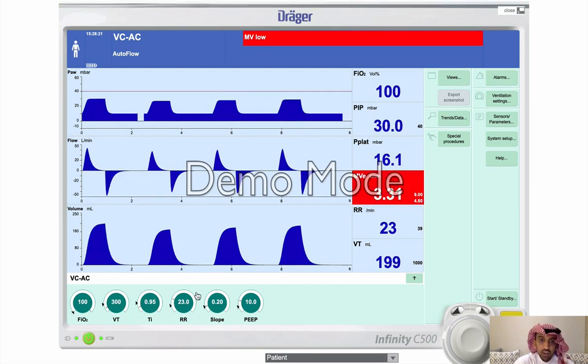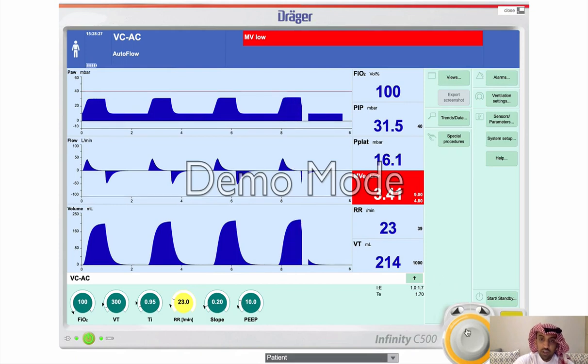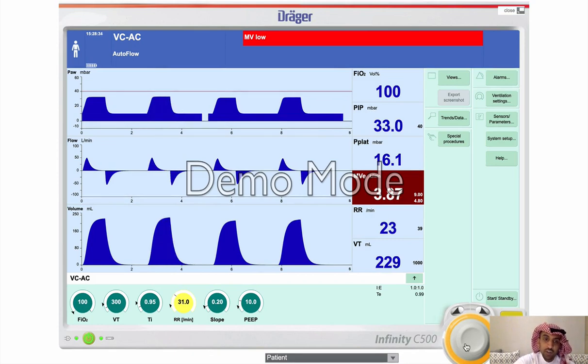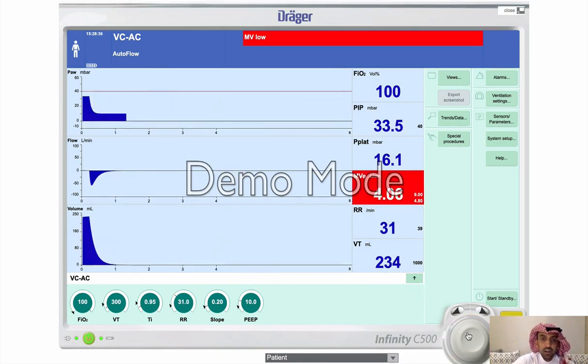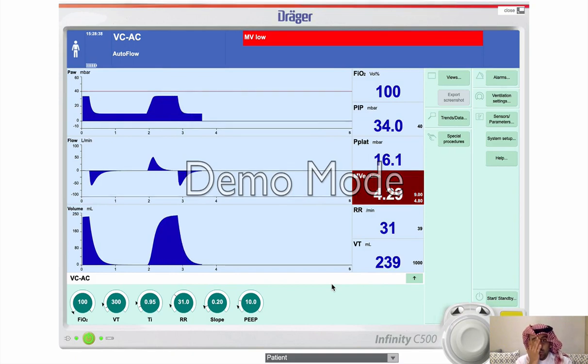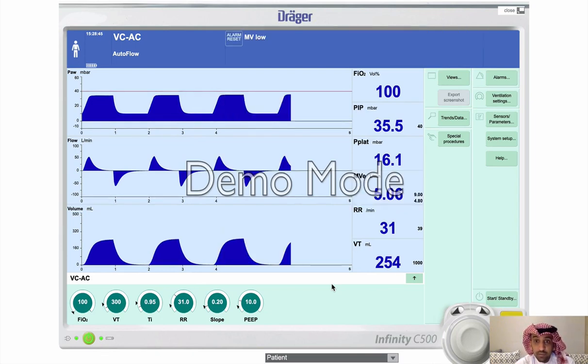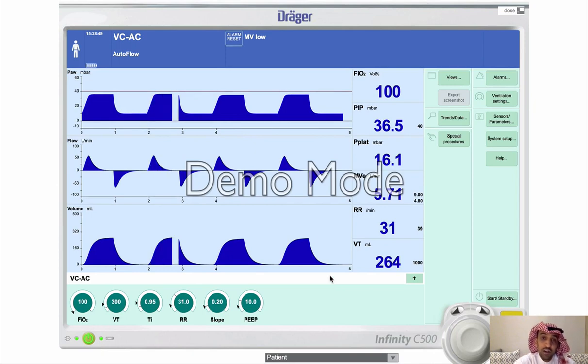The same thing, you can decrease the tidal volume, increase the respiratory rate to overcome whatever problem. Like for example here, we have a low minute ventilation. We can increase the respiratory rate, and that will improve to some extent the minute ventilation, as we can see now. But you need to keep an eye on the pressure as well.